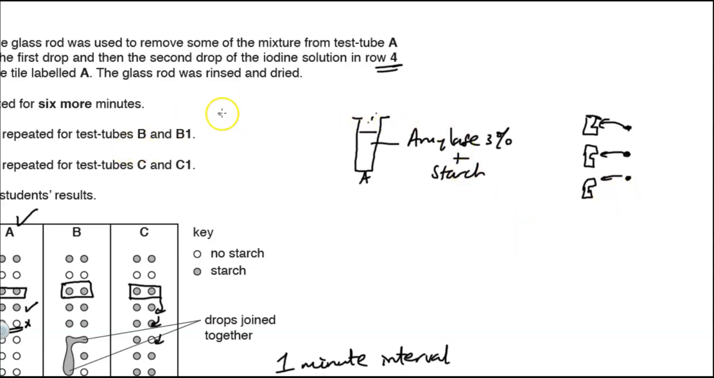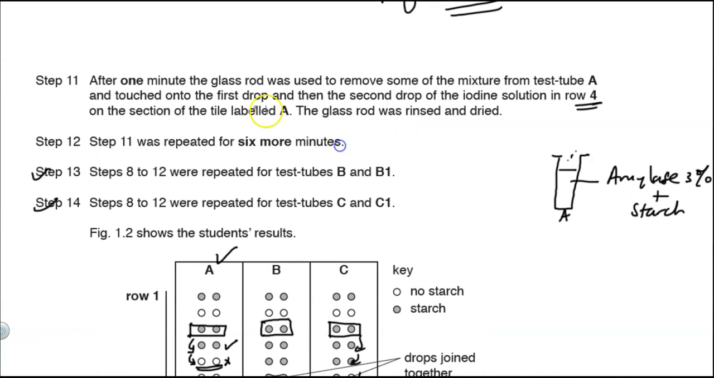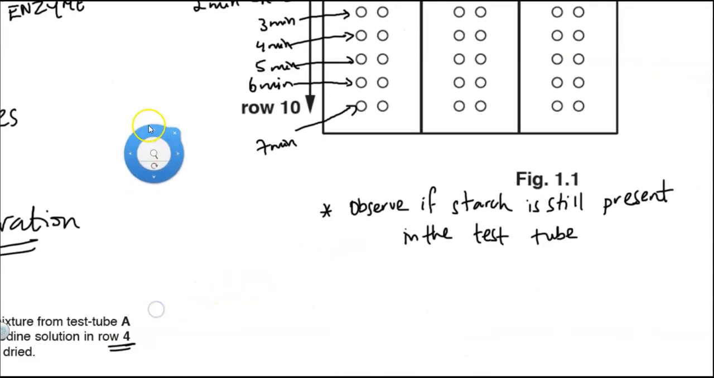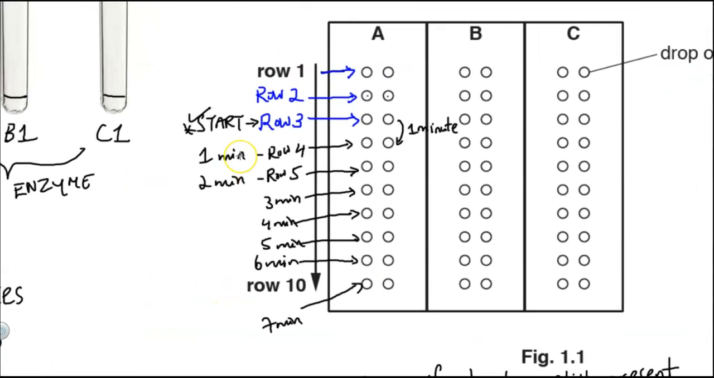So after 1 minute, the instruction here says, after 1 minute, the glass rod was used to remove some of the mixture from test tube A and touch onto the first drop and then the second drop of iodine solution in row 4. So see what I've done? On the section A, the glass rod was rinsed and dried. Remember to make sure that you dry it up. So, well, this is an ATP. You're not redoing the experiment.